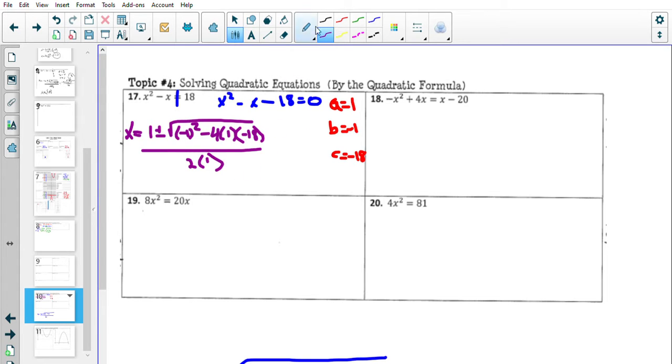Now I'm going to simplify this. I'm going to simplify it underneath here. I'll go over number 20 next. So I'm going to simplify this down here.